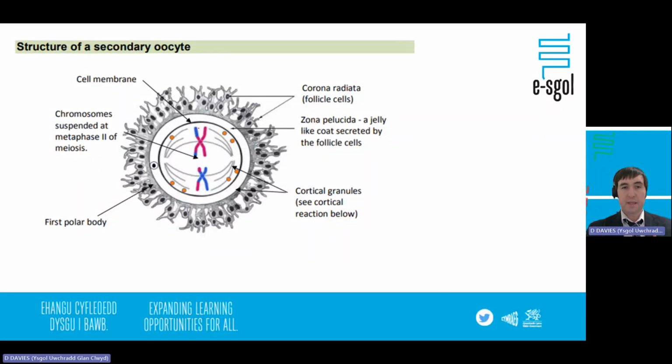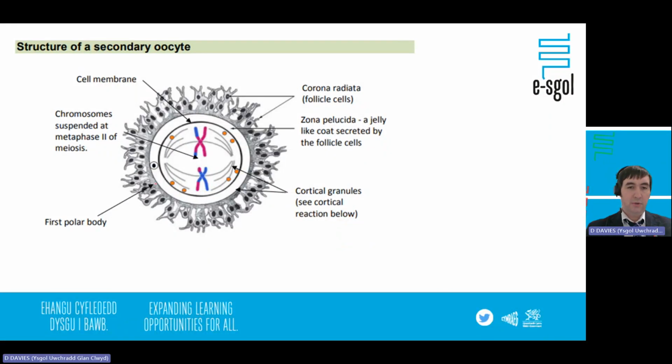Around our oocyte is the zona pellucida. This is formed when it's a primary secondary follicle. The zona pellucida is a jelly-like coat around the outside to do with protection, and it does have a function later on. There are also cortical granules. These are granules that have chemicals in them that again have a job with the zona pellucida, and I'll talk about them in a second.